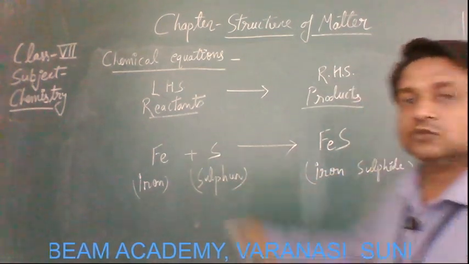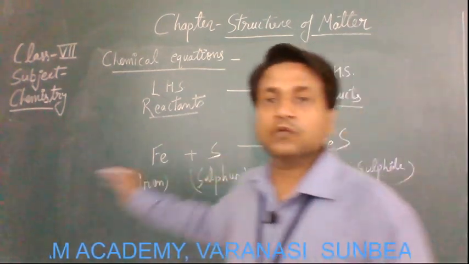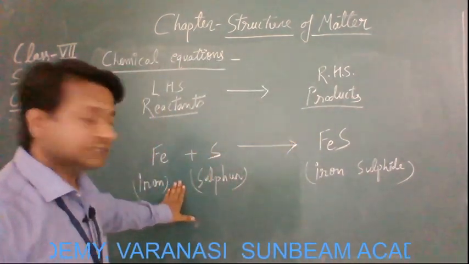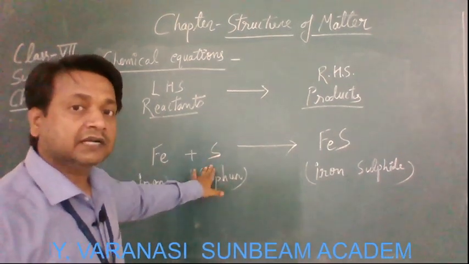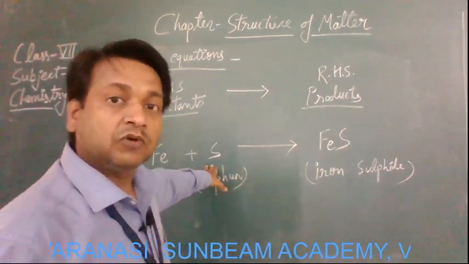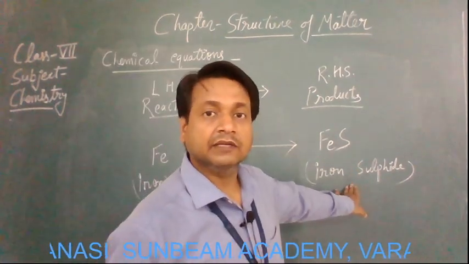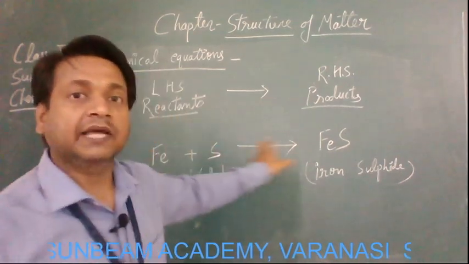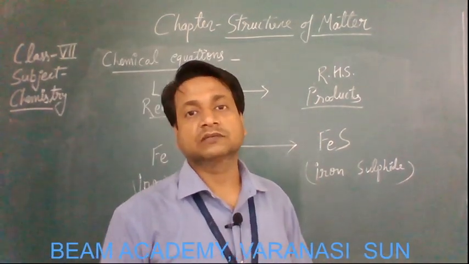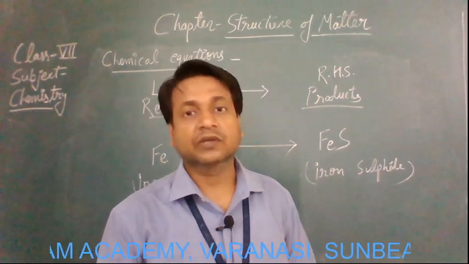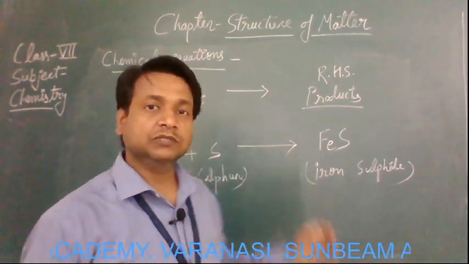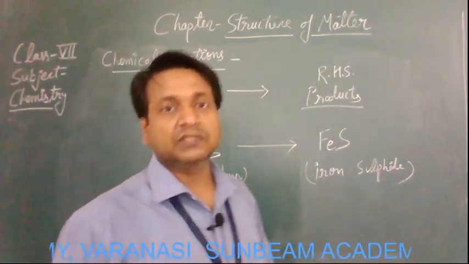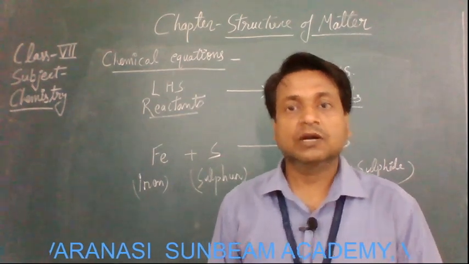Iron sulfide. So this will be termed as a chemical equation, in which we have represented the reactants, that is iron and sulfur, which are going to react, and after the reaction what product is going to form? Iron sulfide, and we have indicated it by using an arrow. So this will be termed as a chemical equation. Get it, children? Okay, very good. I hope you do more and more practice to write the chemical equation with the help of your book. Now come to the next.